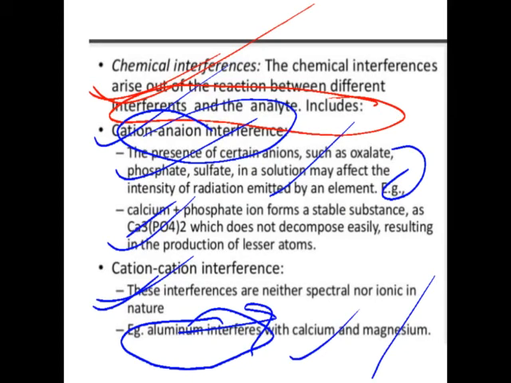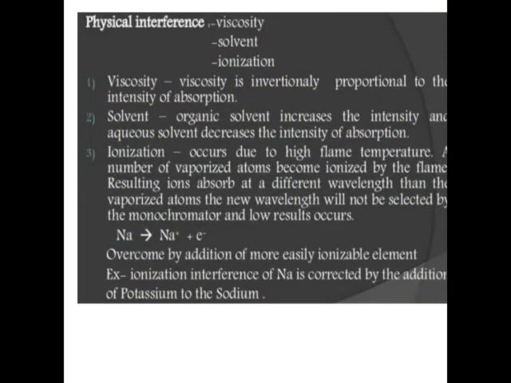Now we are going to the second type, that is the physical interference. This physical interference includes viscosity, solvent, and ionization. They physically interfere with the reading, hence it is called physical interference. So viscosity, how does it interfere? Viscosity is inversely proportional to the intensity of absorption.